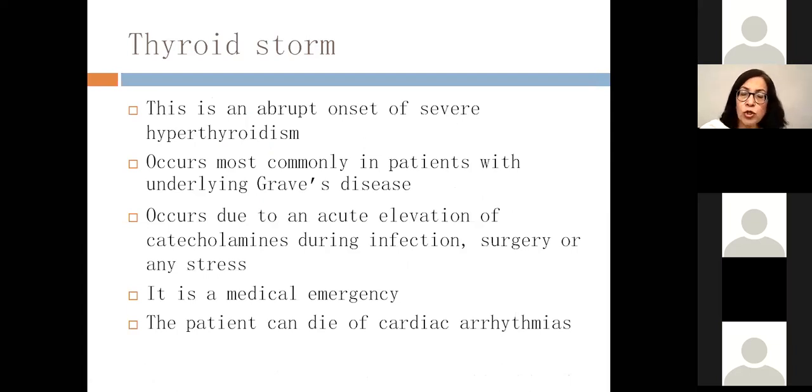There is something which is called thyroid storm. This is an abrupt onset of severe hyperthyroidism, usually seen in patients who have Graves' disease. What happens is that there is some infection, some stress, some surgery, because of which there is acute elevation of the catecholamines. And because of that, the thyroid secretion is also increased, and a patient goes into thyroid storm. This is a medical emergency, and the patient can die of cardiac arrhythmias.